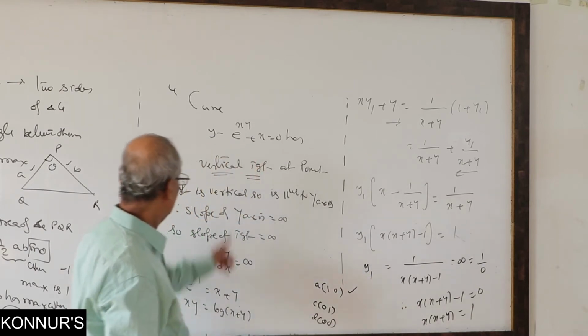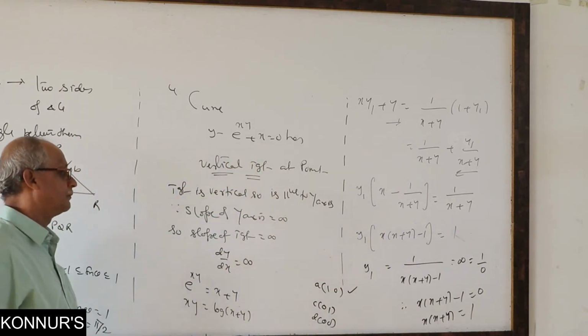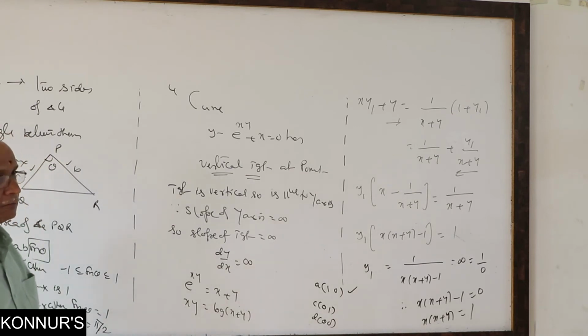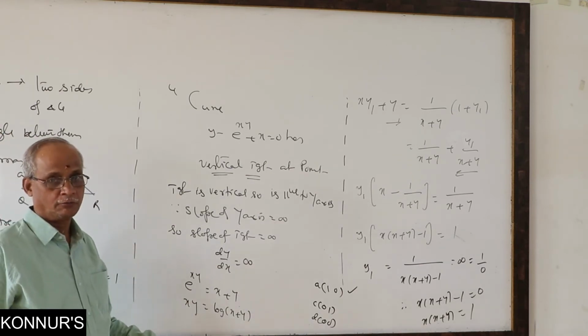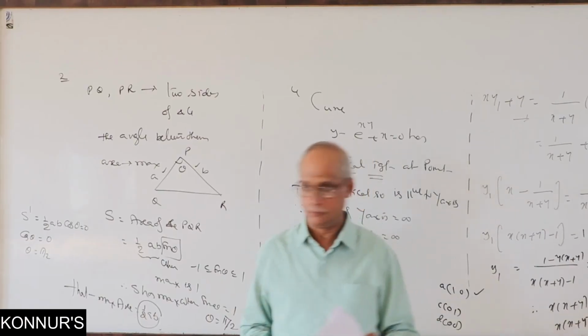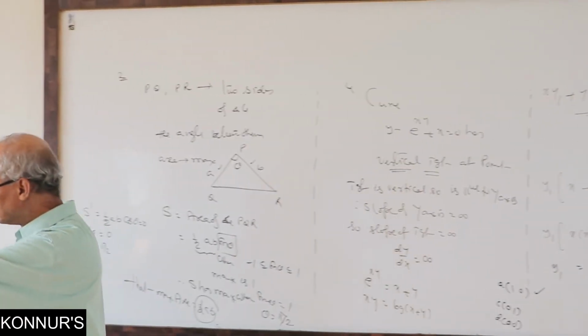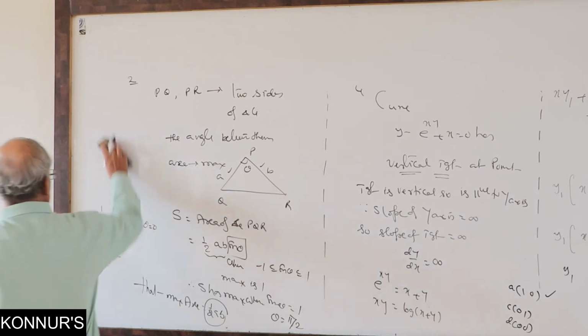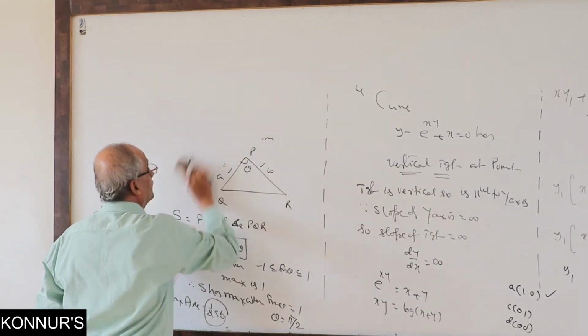This is all called a vertical tangent. The tangent is vertical, parallel to the y-axis. Number 5. Okay, number 5 is also important.